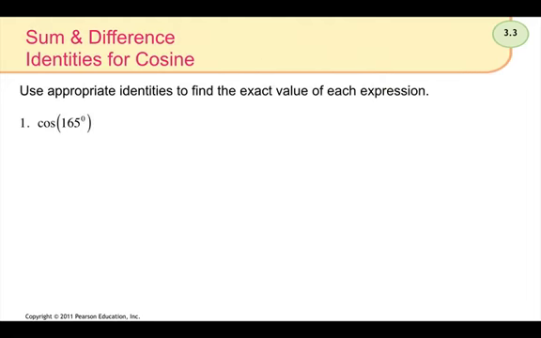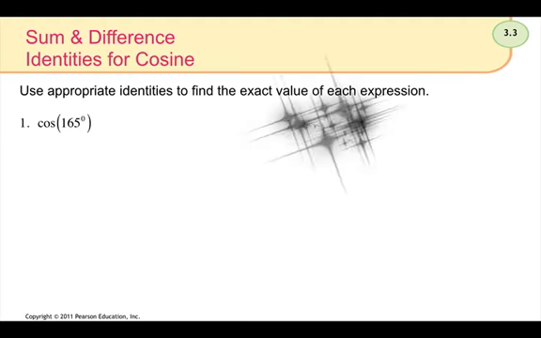So here's number one. It says use the appropriate identities to find the exact value of each expression, and we're looking at cosine of 165. If you pull out your unit circle, you're not going to be able to find 165 as one of those special angles that we have seen from the unit circle. So we're going to have to apply a formula that you have seen early at the beginning of this video to be able to compute that. In class, I'll go over that, but I'm going to do number 2 in this video.